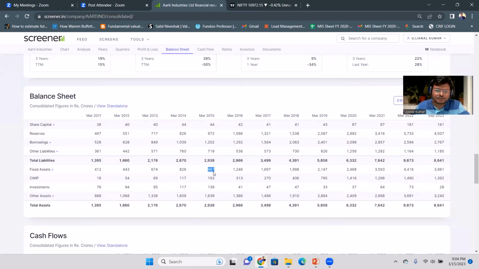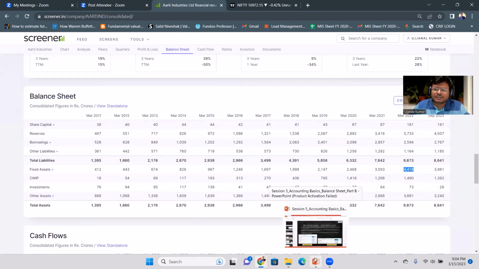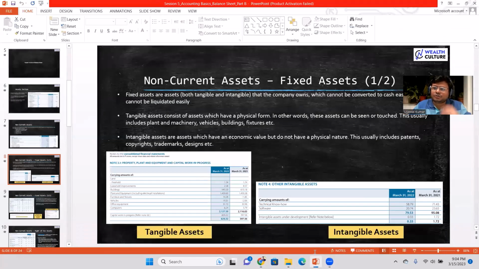Let's say in 2015, it was only 1,000 crores. Today, the fixed assets is 4,000 crores. That just shows how much the company has been reinvesting in growing its business, right? And similarly, you can get an idea of what sort of capacity expansion is happening in the company.